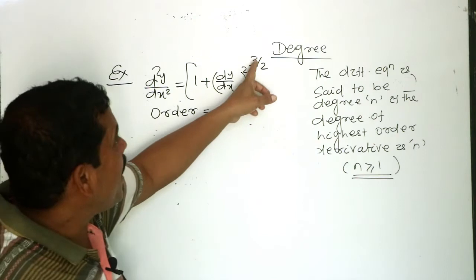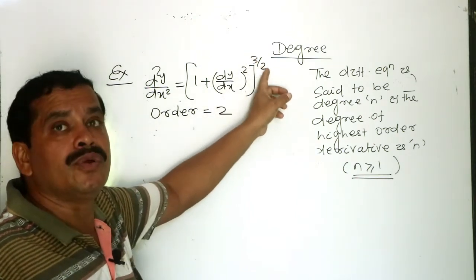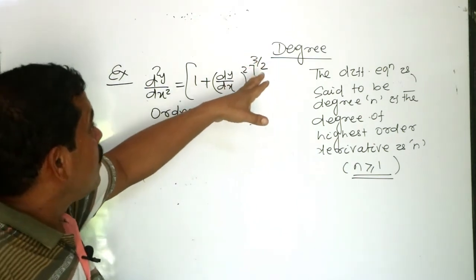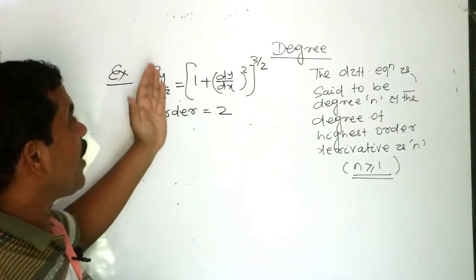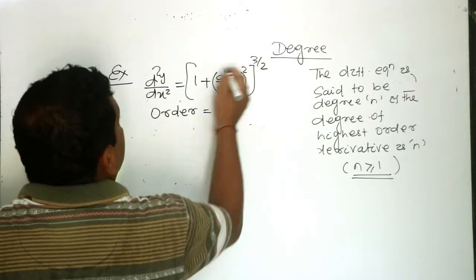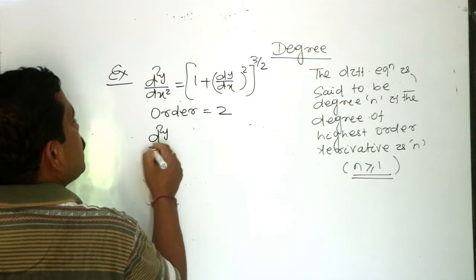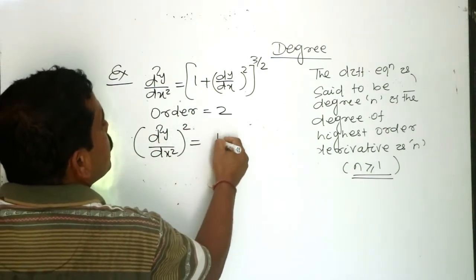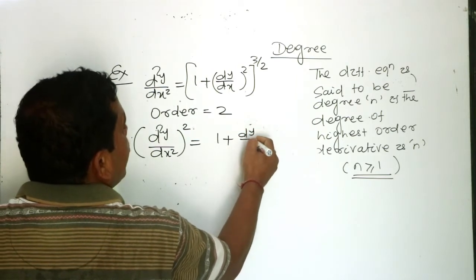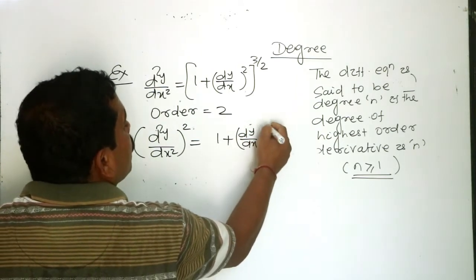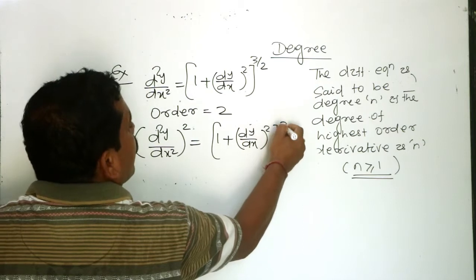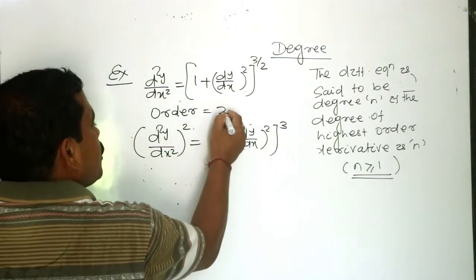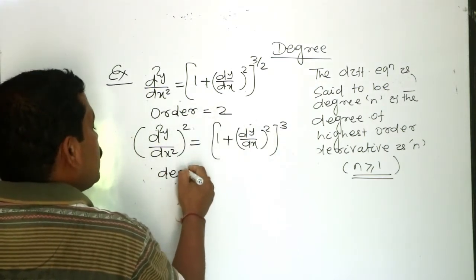But here there is a fractional power, that is 3 by 2. So we have to remove the fractional power by squaring both sides. That is, d square y by dx square whole square equals 1 plus dy by dx whole square to the power 3. So its order is 2. Now the degree is also 2.